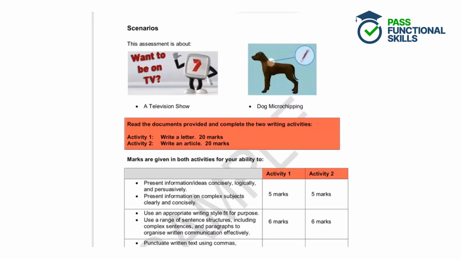So to start with, we have two topics that we're going to need to write about in our two different responses within this exam. So we've got a television show and dog microchipping. So we know that we're going to have to focus our responses on these two topics, and we're going to have to include some specialist words about those topics as well.